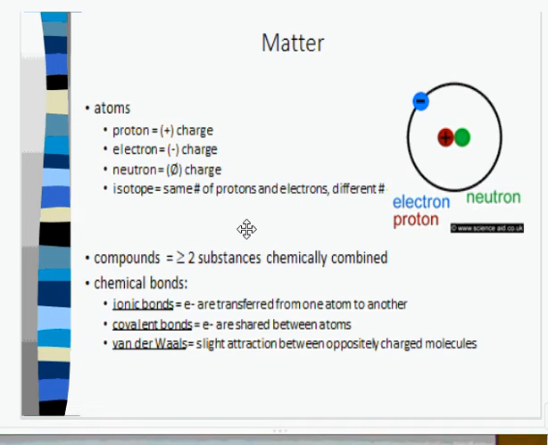A compound is a substance that has a combination of different atoms in known ratios. So we have different types of compounds that we can form. They can be joined by ionic bonds. They can be joined by covalent bonds. And then you have a really kind of a mysterious force called a van der Waals force. And a van der Waals force is this attraction between oppositely charged molecules.